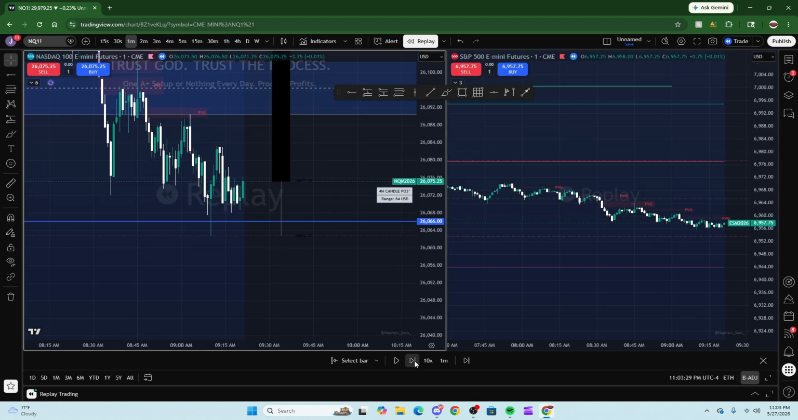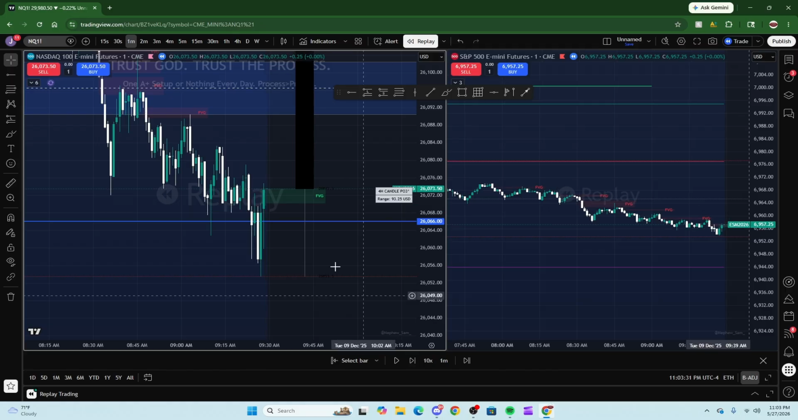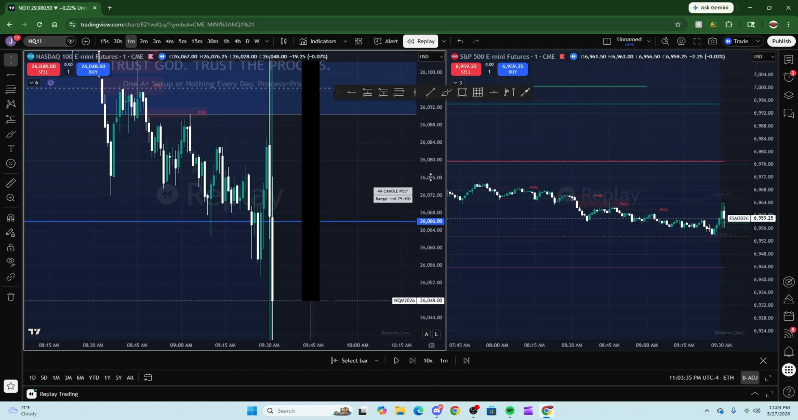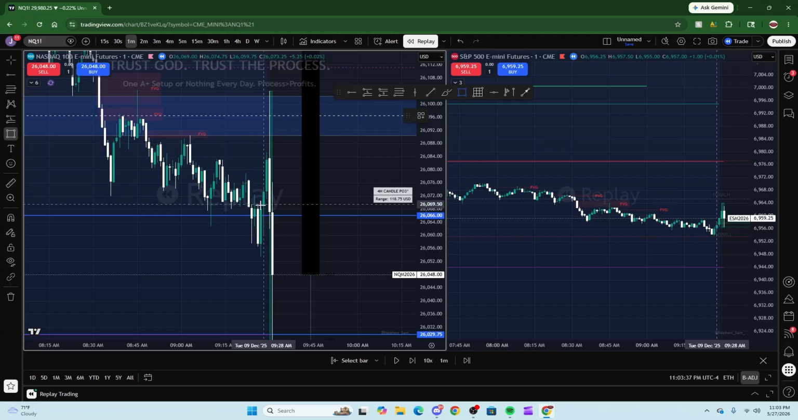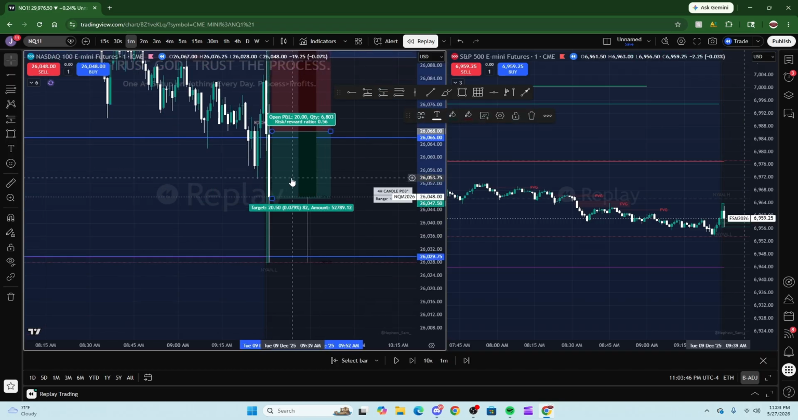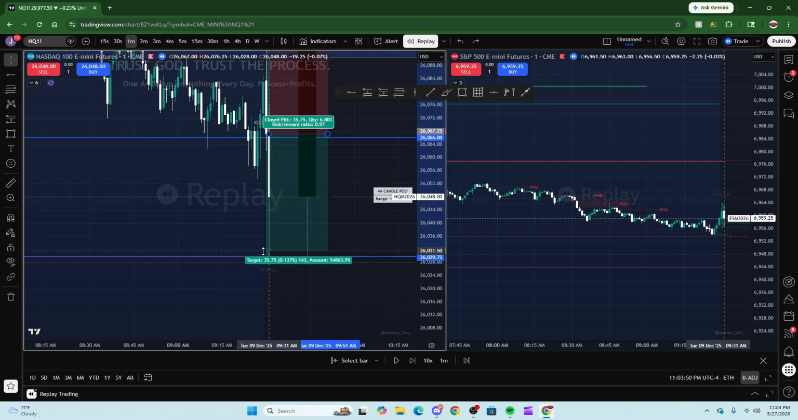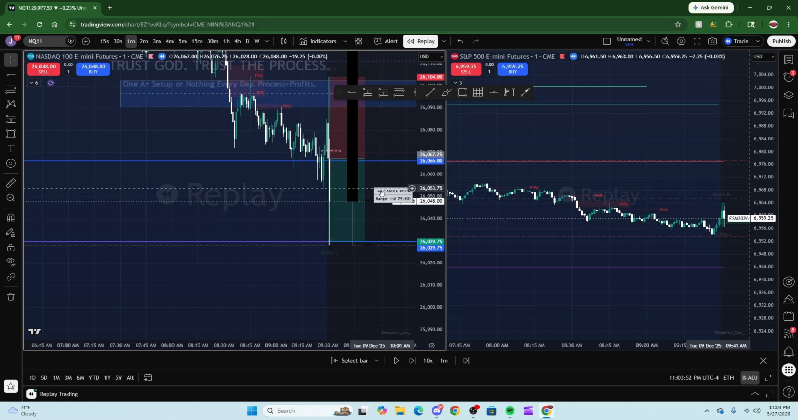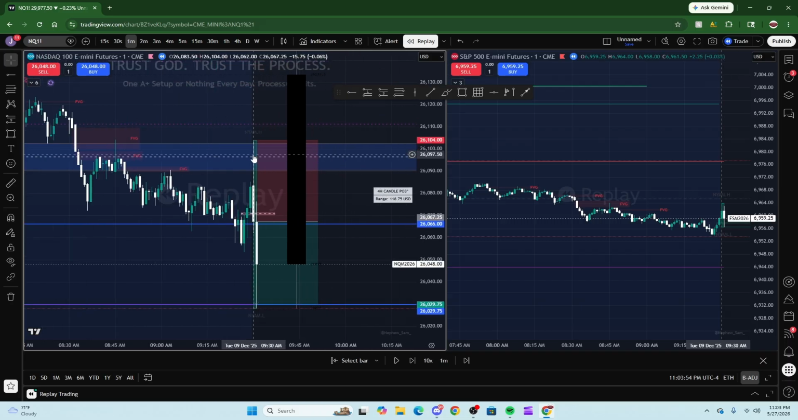Now we get into open here. Okay, there's open, and what do you know? Shocker, it works. So we immediately tap this 30-minute. We get this 1-minute inversion. Stop below the low. 1-to-1 RR. This external, and it hits immediately.